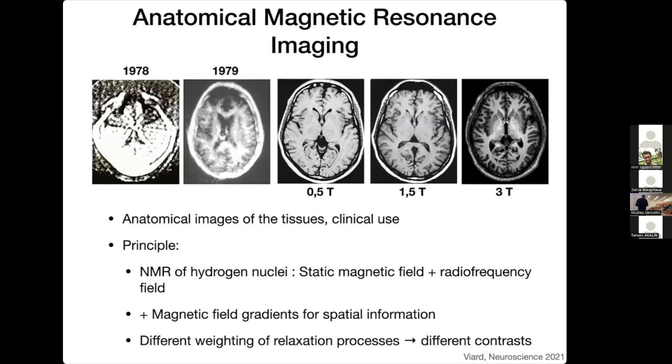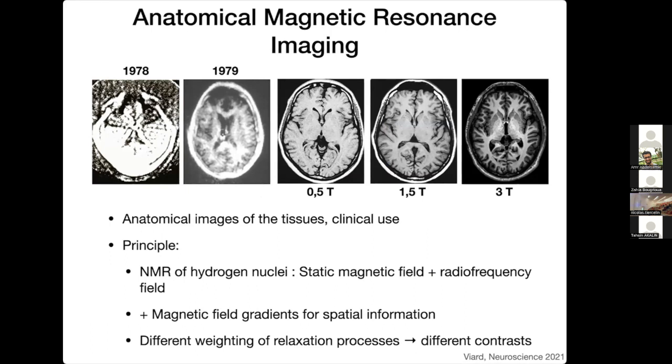The first image of the brain was recorded with MRI in 1978. It's originally a really clinical application. And the principle, I probably won't teach you anything, it's based on the nuclear magnetic resonance of hydrogen nuclei. For this, you need to put the person in a big static magnetic field and send some radio frequency magnetic fields. The trick of MRI was to apply gradients in the magnetic field in order to get back spatial information, so where things are.